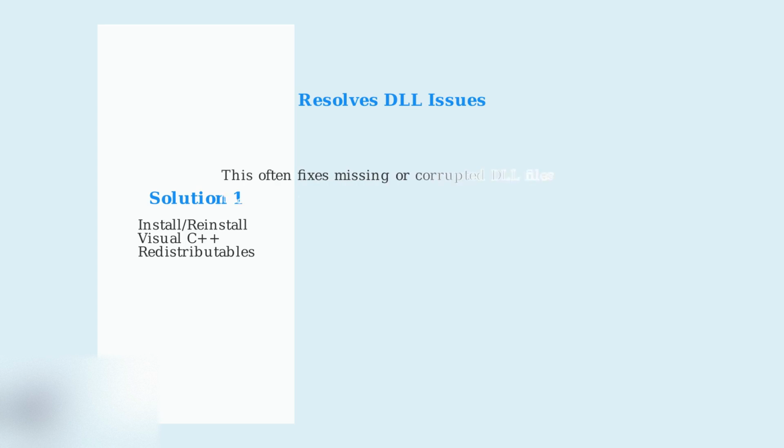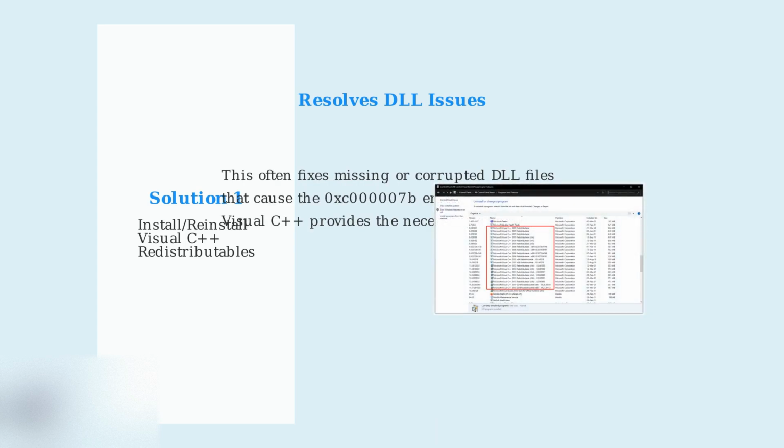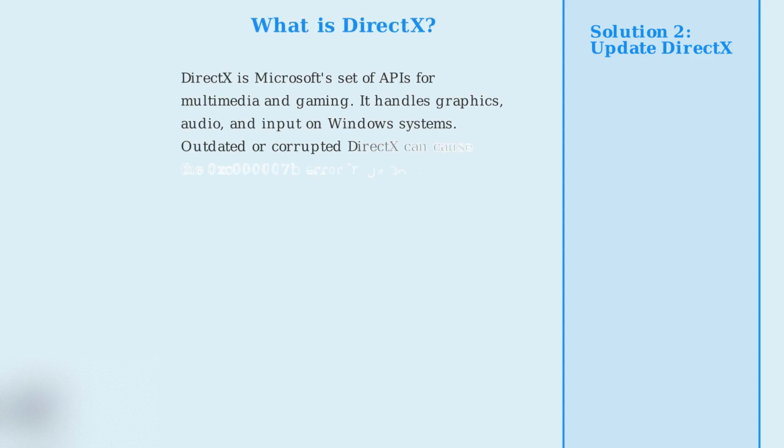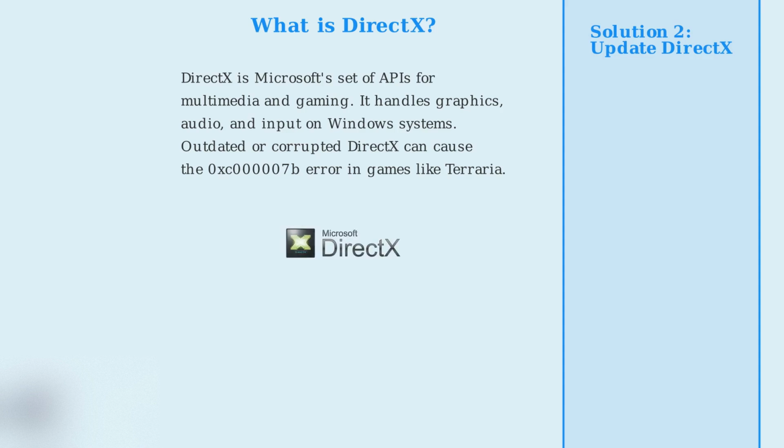This solution often resolves missing or corrupted DLL issues that cause the 0xc000007b error. The Visual C++ redistributables provide the necessary system components that Terraria requires to function properly. DirectX is a collection of application programming interfaces developed by Microsoft that are essential for multimedia tasks, particularly in gaming. It includes components like Direct3D for 3D graphics, DirectInput for handling user input devices, and DirectSound for audio processing. Here's the Microsoft DirectX logo to help you recognize it.